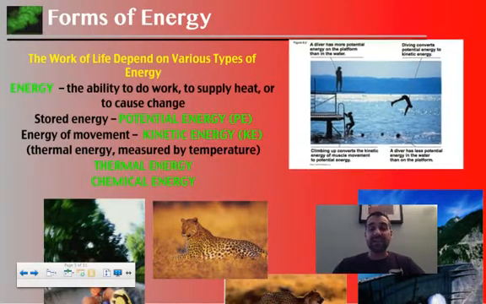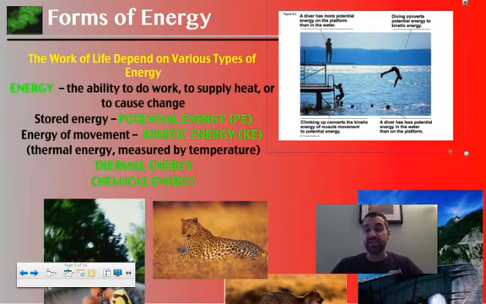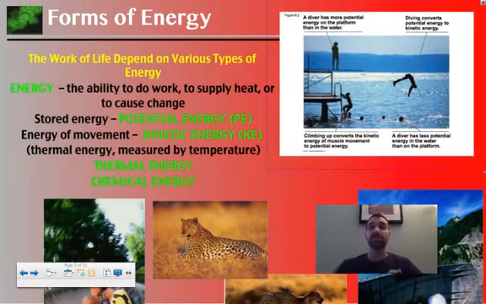Now obviously this has to do with the different types of energy that are involved. In other words, we have to obey the laws of thermodynamics. We have to understand what types of energy are being stored and being used in order to do the work that our cell needs. So the work of life depends on different types of energy. Energy is simply the ability or the capacity to do work, to supply heat, or to cause change.